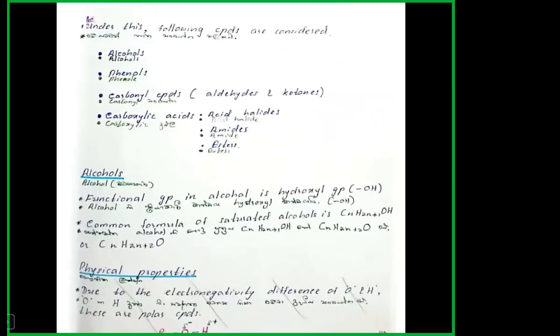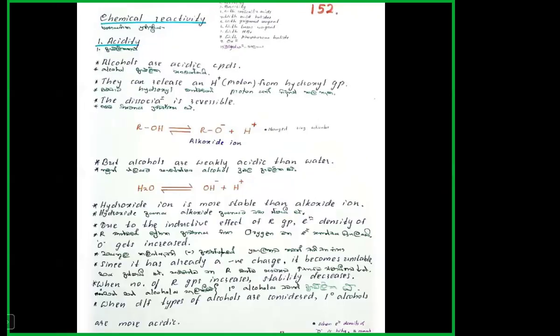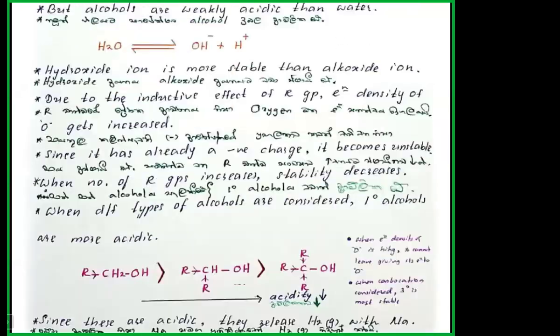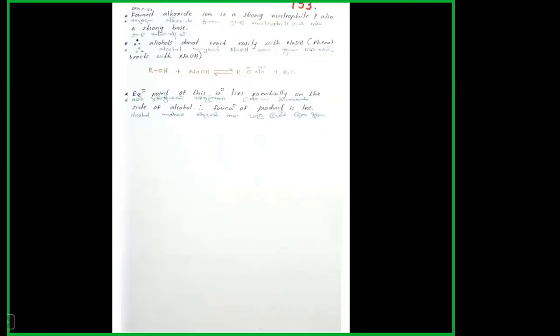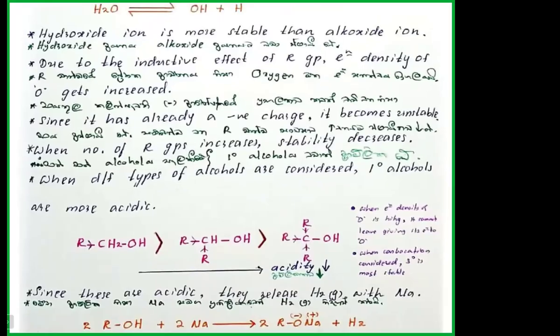Okay, oxygen containing compounds, alcohols, hydrogen bonds, just go with that. Moving on to chemical reactions. Acidity: they have some sort of acidity, but are less acidic compared to water because the inductive effect decreases acidity. Go through the notes if you are not still comfortable. So the highest acidity goes with the primary alcohol, tertiary is least acidic.